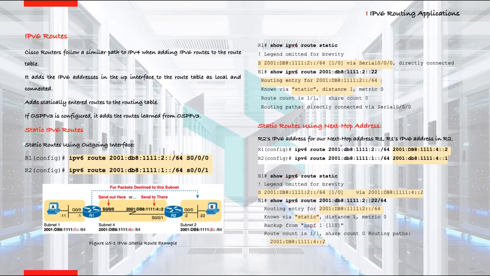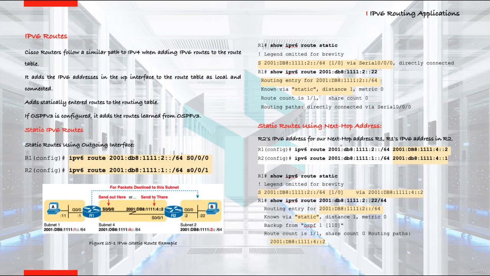Cisco routers follow a similar path to IP version 4 when adding IP version 6 routes to the route table: adding IPv6 addresses from interfaces that are up to the route table as local and connected, adding statically entered routes to the routing table, and adding the routes learned from OSPF version 3 to the route table if OSPF version 3 is configured. As I said before, OSPF version 3 is in the content of CCNP Enterprise Training. If you also take CCNP Enterprise Training, you can learn OSPF version 3 there.